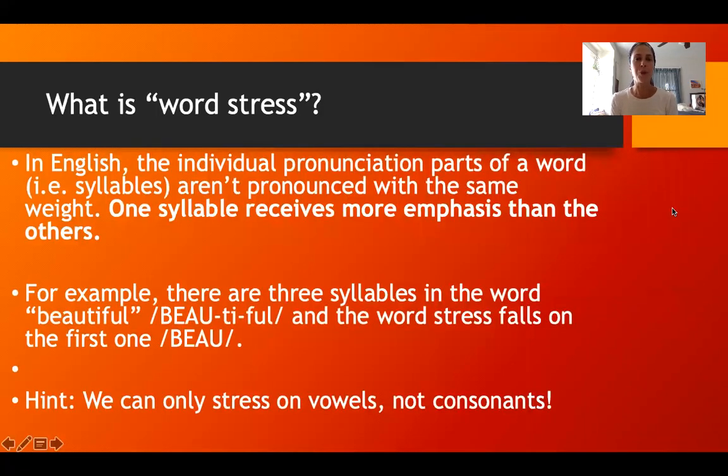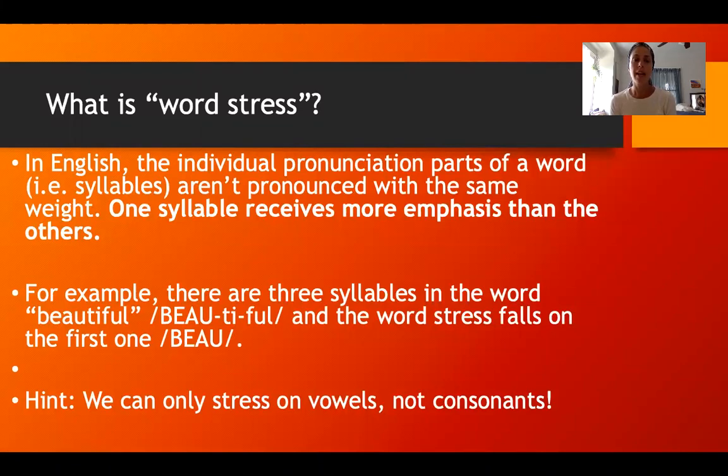All right. What is word stress? In English, the individual pronunciation parts of a word, which are called syllables, which is different than syllabus, okay? Syllable versus syllabus. Syllables aren't pronounced with the same weight. One syllable receives more emphasis than the others.